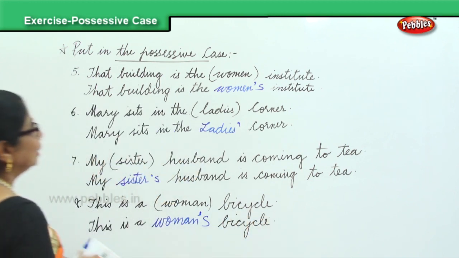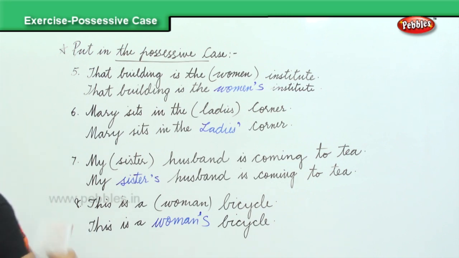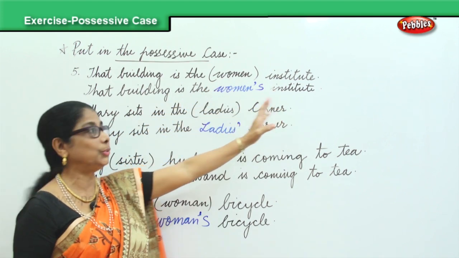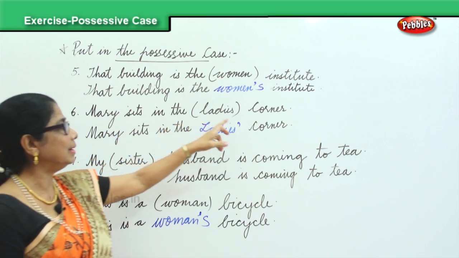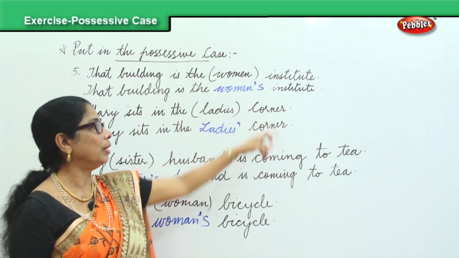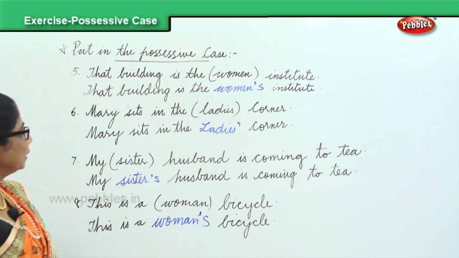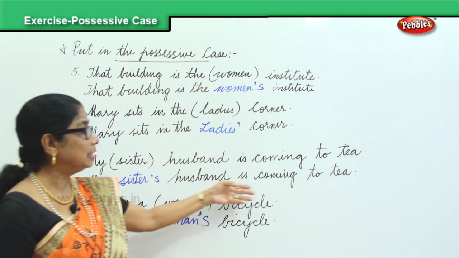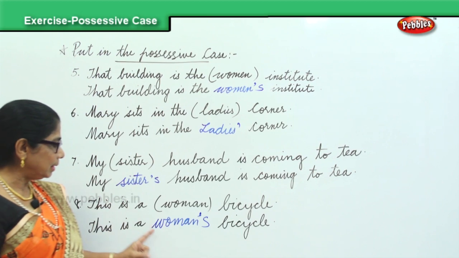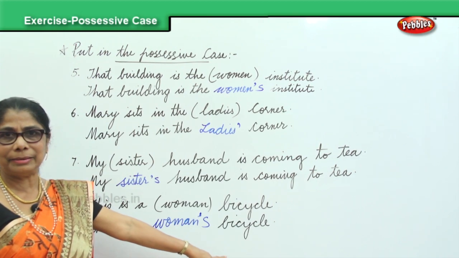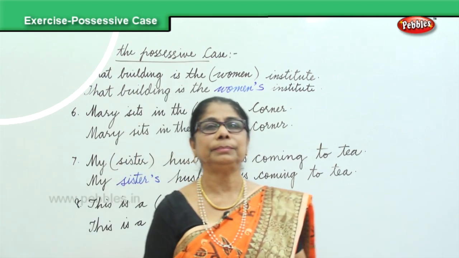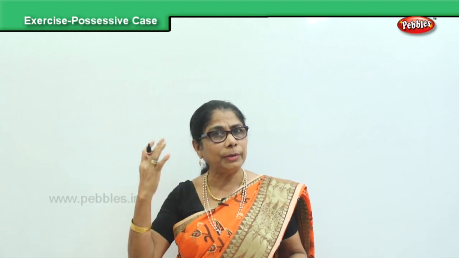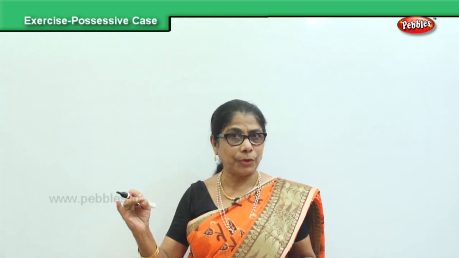Now look at all this. We have done, that building is the Women's Institute. Mary sits in the ladies' corner. So my sister's husband is coming to tea. This is a woman's bicycle. We'll do one exercise now to affirm what we have learned, the possessive form. Okay?